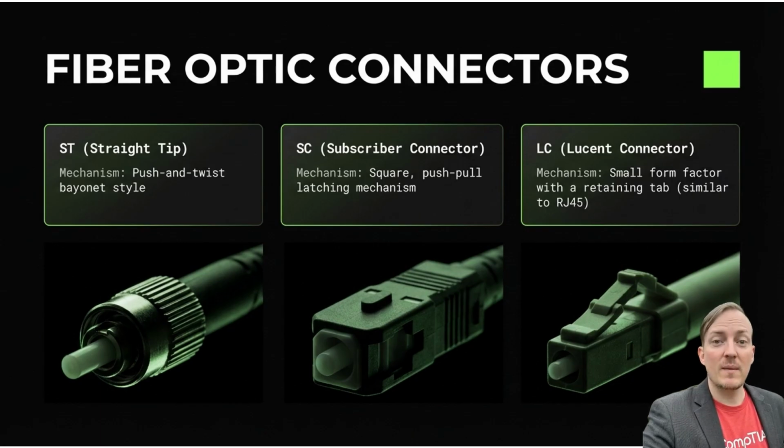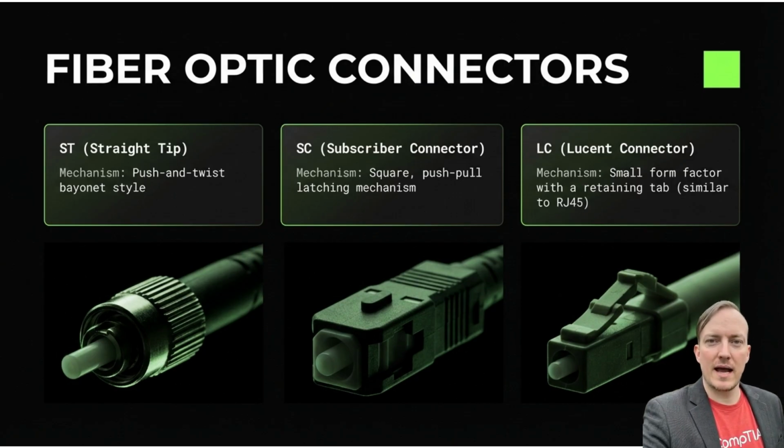When terminating fiber, you will encounter 3 main connector types. The ST, or straight tip, uses a push-and-twist bayonet-style mechanism. The SC, or subscriber connector, uses a square push-pull latching mechanism. The LC, or lucent connector, is a small form factor connector that clicks into place with a retaining tab, very similar to how an RJ45 Ethernet cable works.